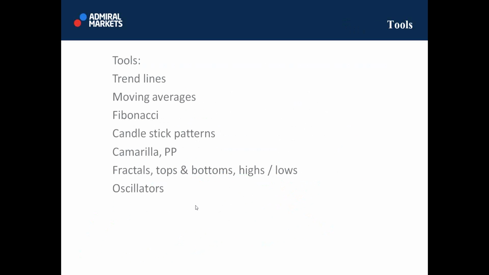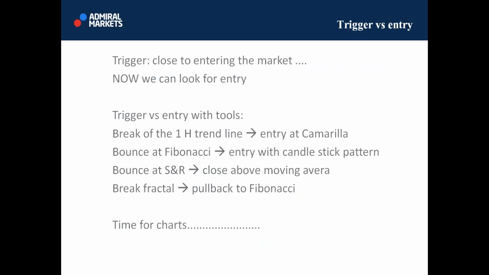Alrighty, what kind of tools can a trader use for designing an entry? Trend lines, moving averages, Fibonacci, candlestick patterns, Camarilla, pivot points, fractals, tops, bottoms, high lows, oscillators. All of these and more probably can be used, for instance. I think that's pretty logical, but I just wanted to make sure that that's clear.